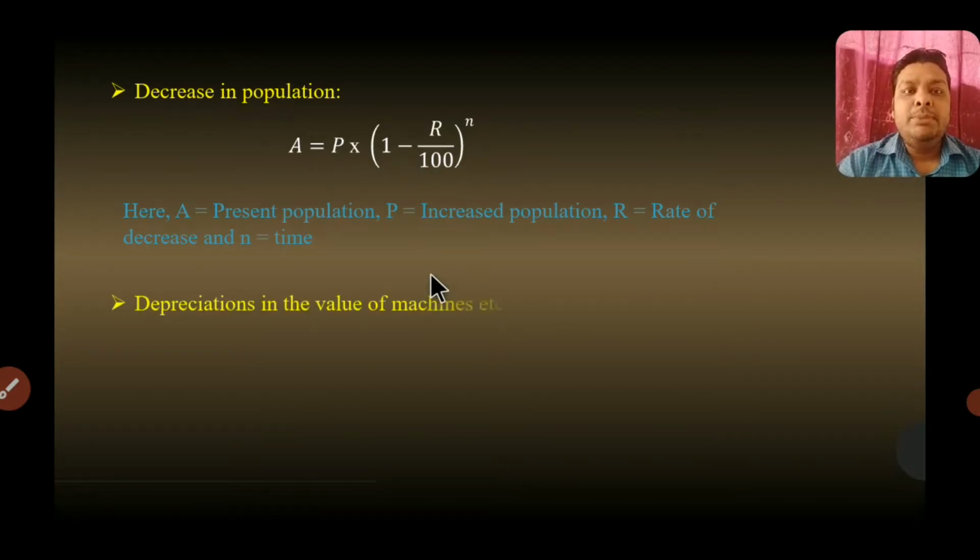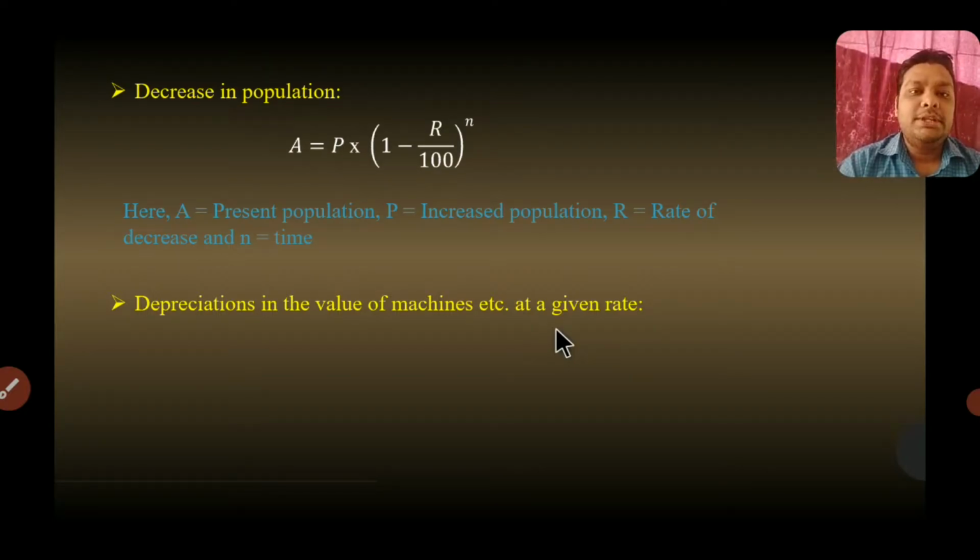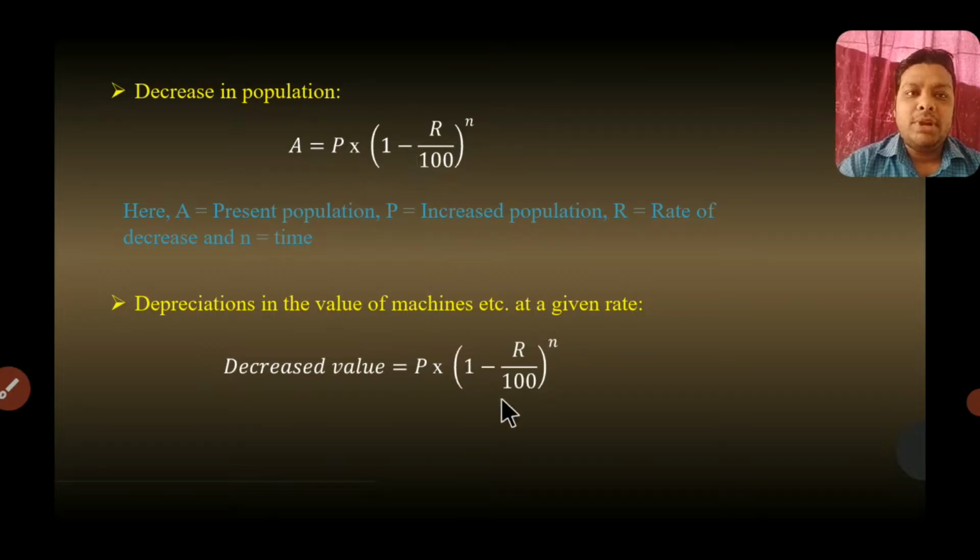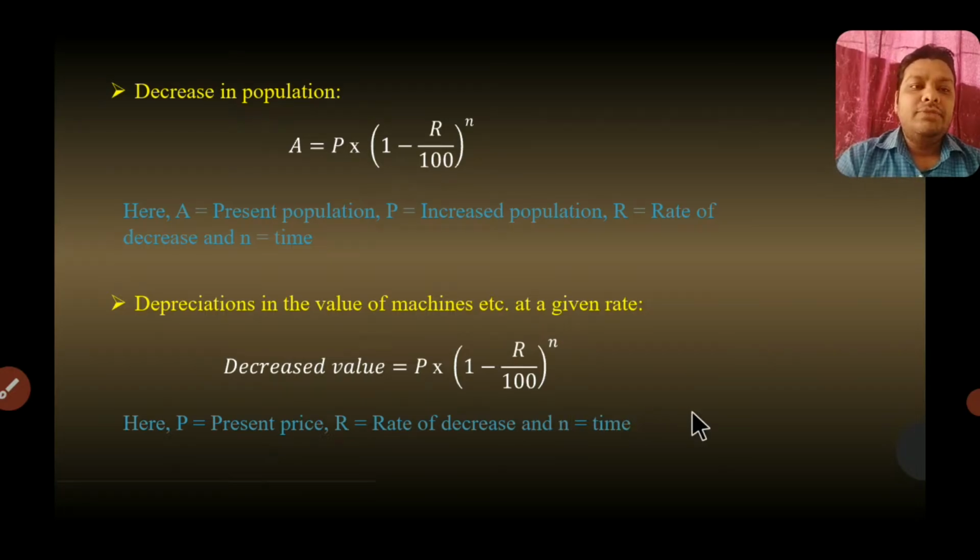So now, depreciation in the value of machines etc. at a given rate. It means if machines or any article is there and their value is depreciating, it means decreasing, in that case what formula can we apply? Then in that case we will apply the same formula, but here instead of A we will write the decreased value, P is the current value of the machine and R is, we know, the rate of depreciation and n is the time. Okay, so after that let's solve some questions based on it.